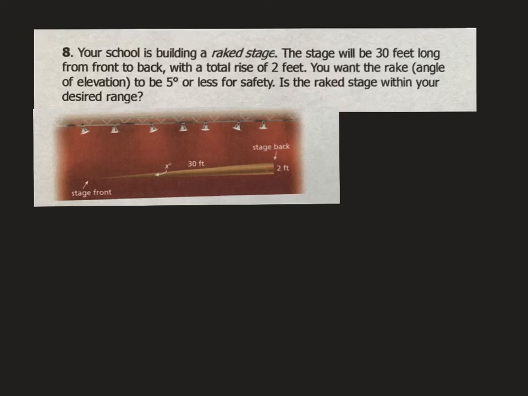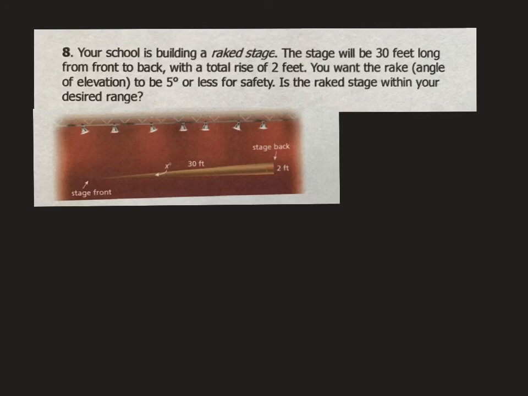Okay, so in number 8, we aren't solving for every missing piece. We're just solving for an angle x. So it says your school is building a racked stage. The stage will be 30 feet long from front to back with a total rise of 2 feet. You want the rake or angle of elevation to be 5 degrees or less for safety. Is it within your desired range? So we just have to say, okay, is x between 0 and 5 degrees? If it is, that's what we want. If it's more than 5 degrees, it's not going to work.